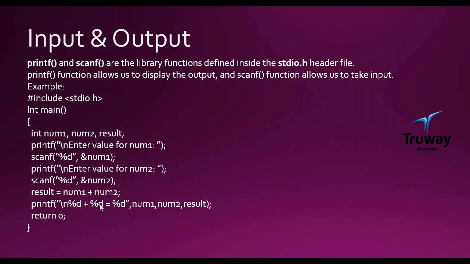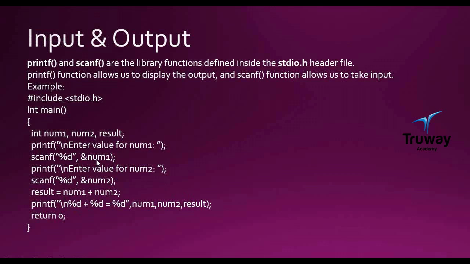Then display some value here. I'm always using %d because I want to display values which are only of integer type. So display this number, then equal to, then display another value. In place of the first %d, it's going to display the value of num1. In place of the second %d, it's going to display the value of num2. In place of the third one, it's going to display the result.